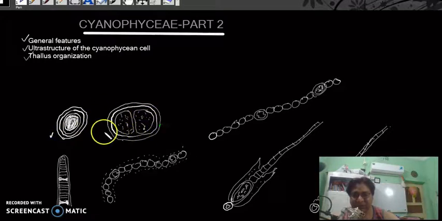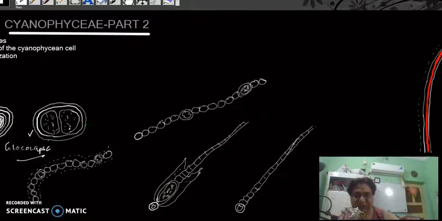When they divide, they take a shape like this when binary fission is going on. This is about Gloeocapsa we are talking about. This is the structure of Gloeocapsa, the unicellular member of Cyanophyceae. There is another member, Chroococcus, but the structure has not been drawn here. These are the unicellular members.